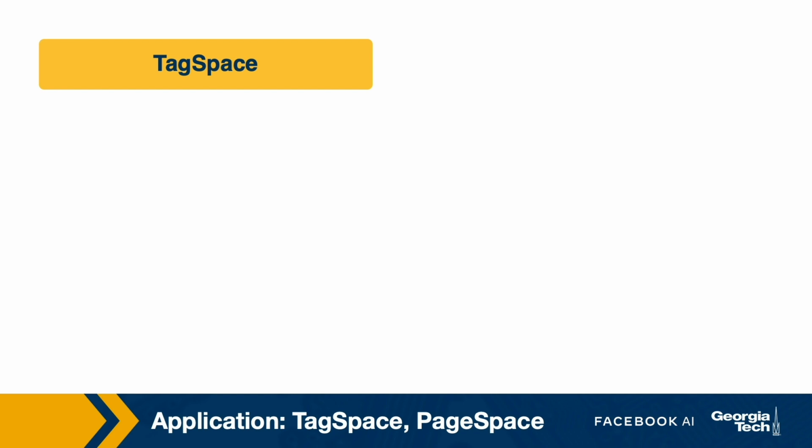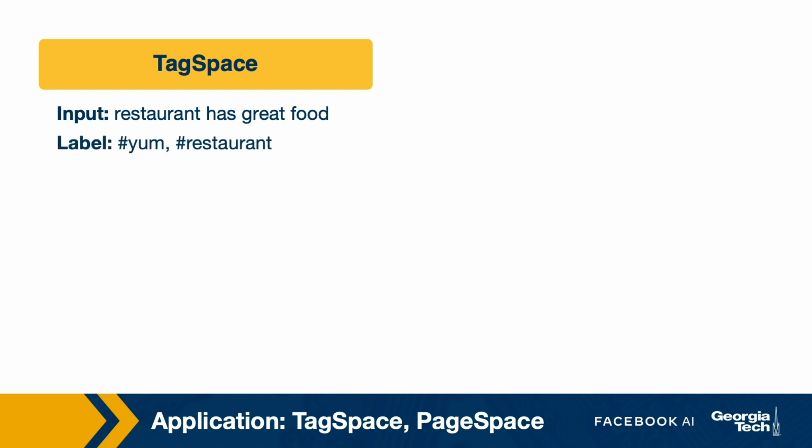In this part, we are going to talk about applications. First, let's take a look at a simple application which we call TagSpace. In this case, you have posts with text like "restaurant has great food" and hashtags like yum and restaurant. You want to infer proper hashtags for text without hashtags. This is quite similar to the word embedding case, where in addition to words, we also embed hashtags. You can have edges between words and hashtags given those words and hashtags appear in the same post.